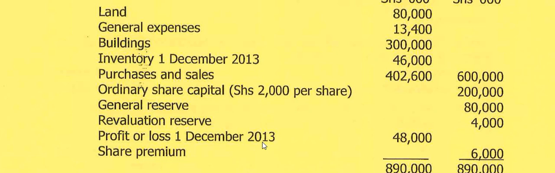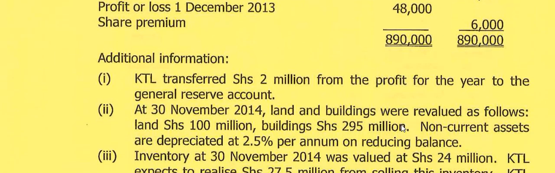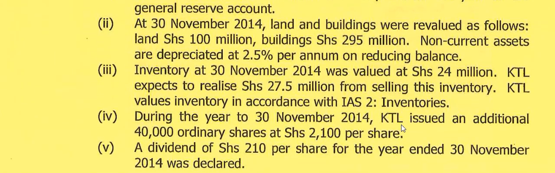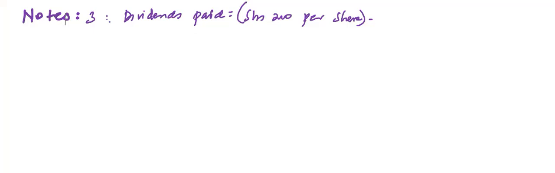So if it's 200,000 and each share is 2,000, it means that this company has 100,000. In fact, it is 200 millions. Don't forget the 3 zeros up. 200 millions divided by 2,000. That means that the company has 100,000 shares. But remember, during the year, it has issued an extra of 40,000 shares. So this company has 140,000 shares in issue.